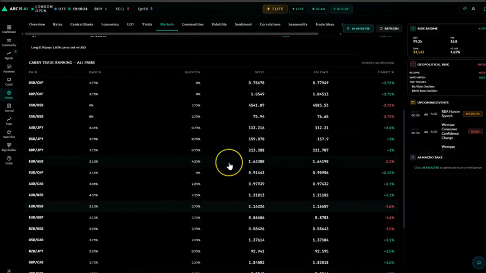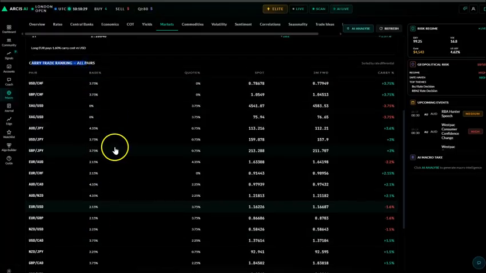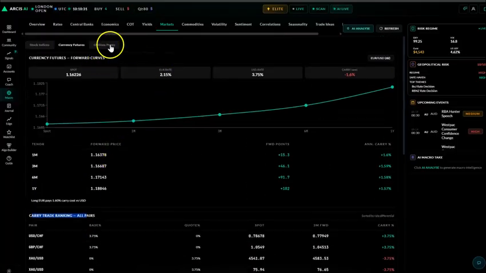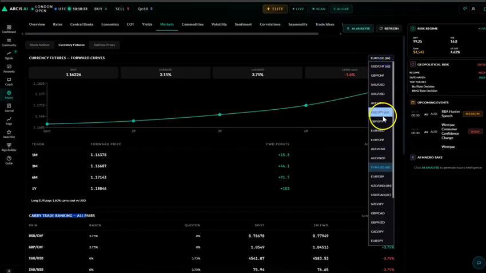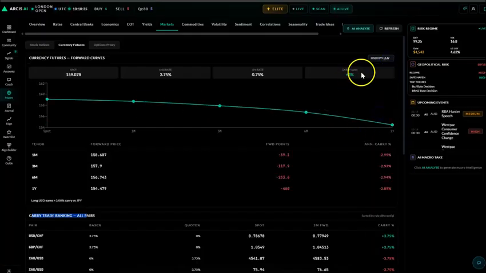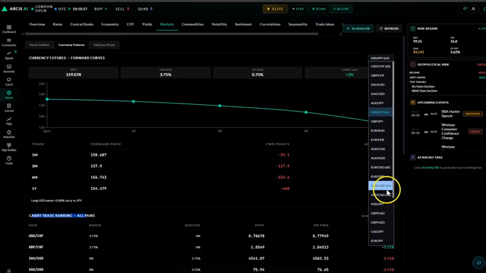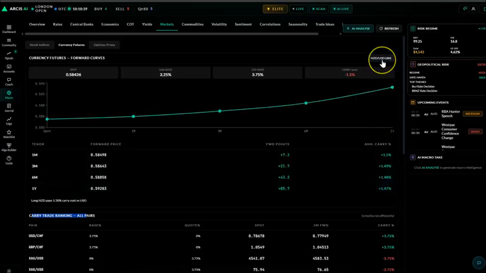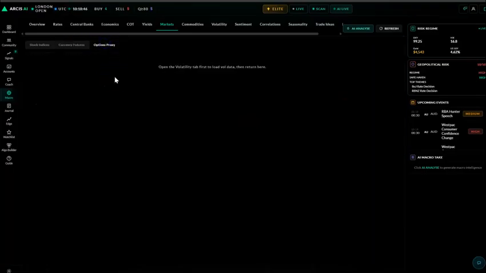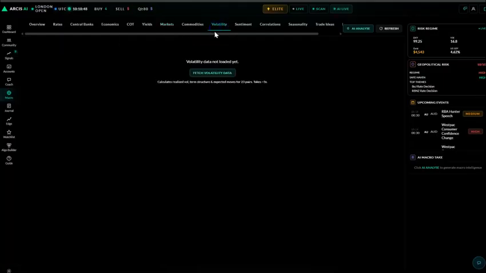So this is just a carry trade ranking across all pairs. And you can change that here. So if you look for the sign here that has the 6N, so this is the Kiwi currency future. We have options proxy, but we have to just fetch this data here.